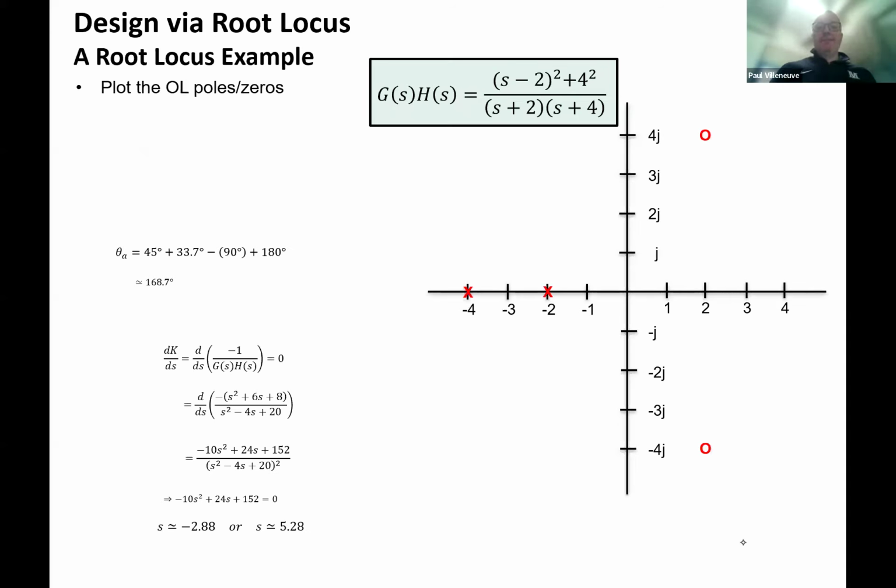So here's our transfer function. S minus 2 squared plus 4 squared. But those are zeros, not poles, right? So it's not necessarily an unstable system, at least yet. Then we have S plus 2 and S plus 4. So the very first thing that you should be asking yourself is, do I have to worry about asymptotes at all?